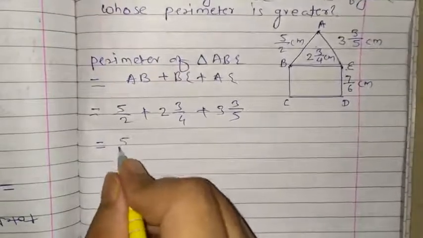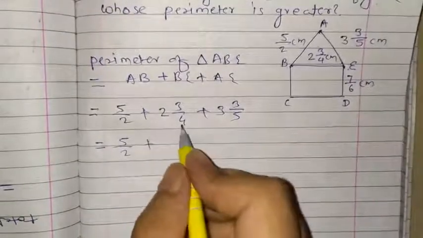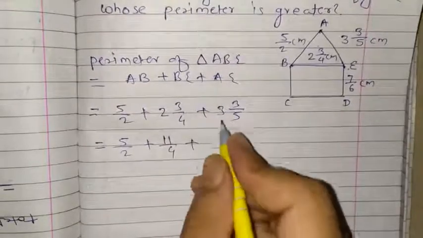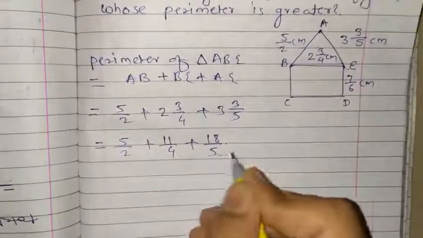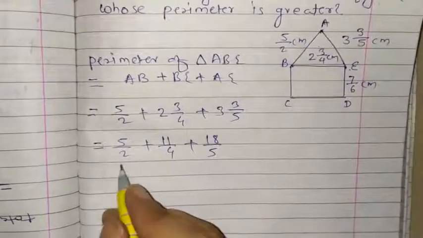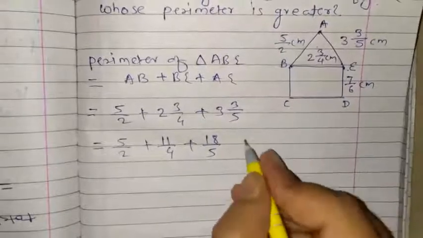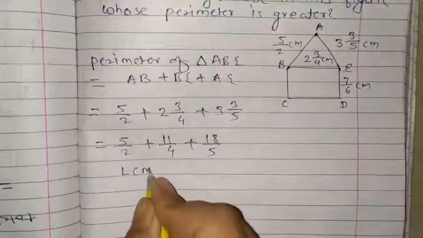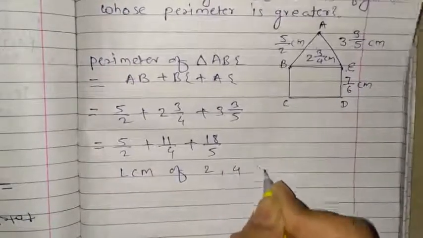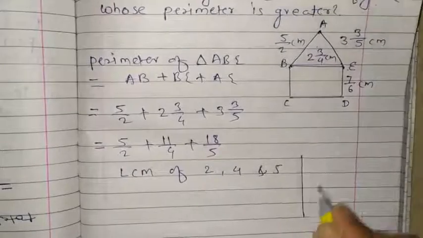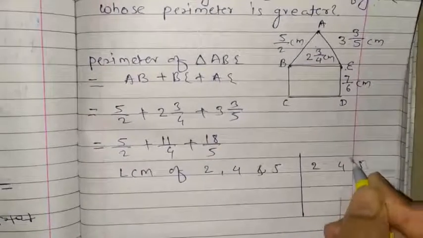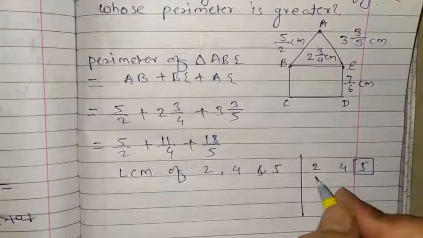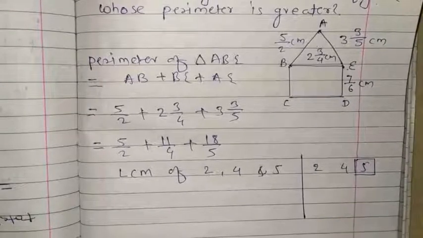So 5 upon 2 as it is we write. Here you convert into fractions. 4 into 2 is 8, 8 plus 3 is 11, 11 upon 4. 5 into 3 is 15, 15 plus 3 is 18, 18 upon 5. And now you can find the LCM to make the denominators the same. So calculate the LCM of 2, 4 and 5. The biggest number is 5, which is not divisible by 2 or by 4.